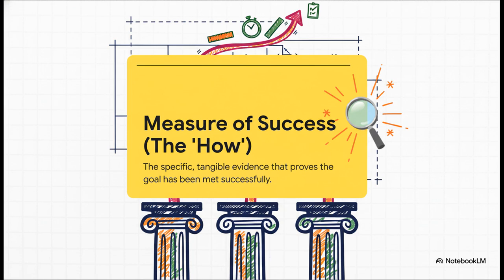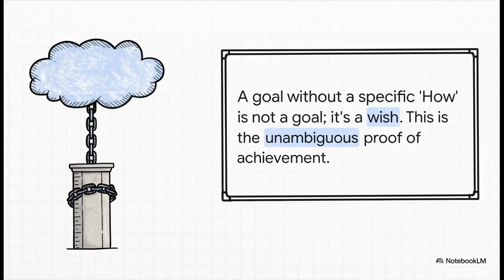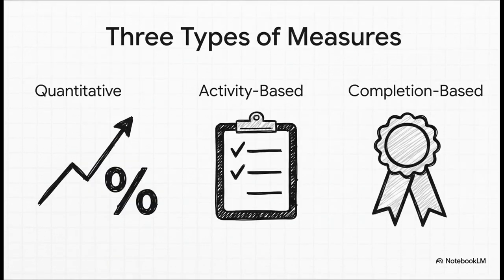We succeeded. And we're back to this idea because it is so important. Without a specific how, you don't have a goal, you just have a wish. This is the pillar that grounds your big dream in reality and makes it something you can actually track and achieve.